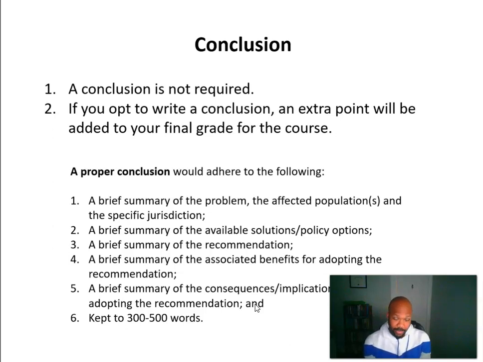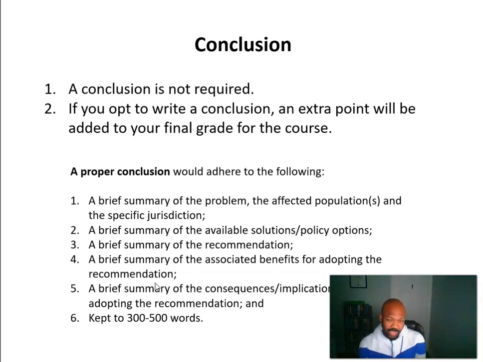However, if you do opt to include a conclusion, it needs to follow these 6 points: a brief summary of the problem, the affected population, and the jurisdiction; a brief summary of the available solutions, your policy options, what you discovered in your research; a brief summary of the recommendation that you're putting forth; a brief summary of the benefits if that recommendation is adopted, so what are the associated benefits; and also a brief summary of the consequences if the recommendation is ignored, right? Now, you'll want to keep this between 300 to 500 words.